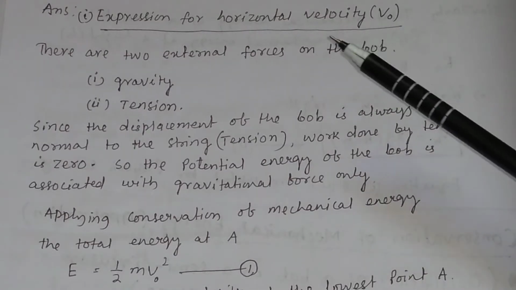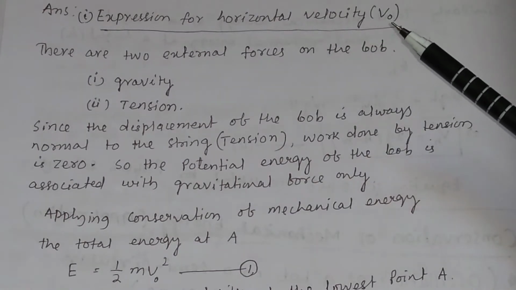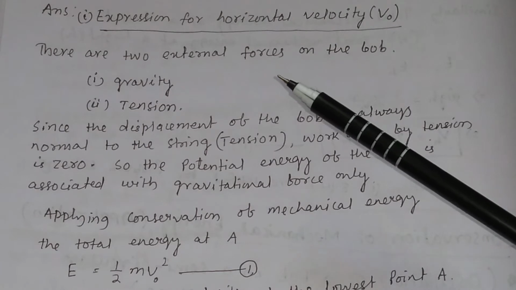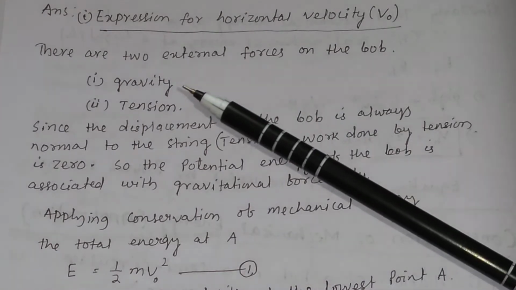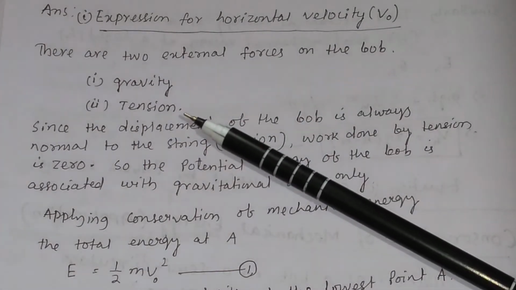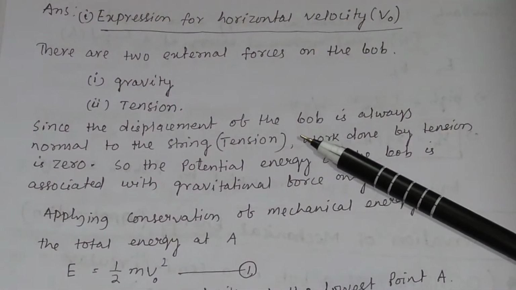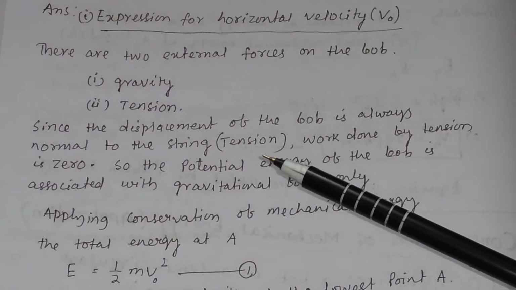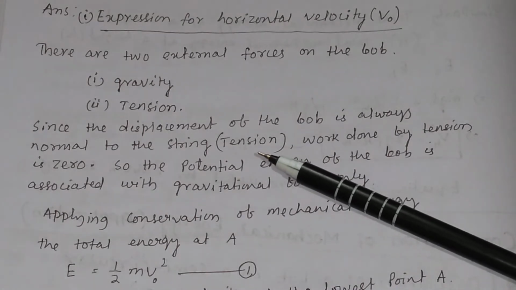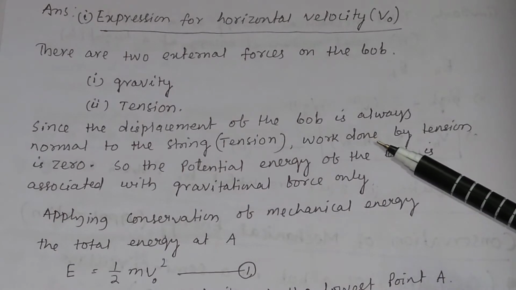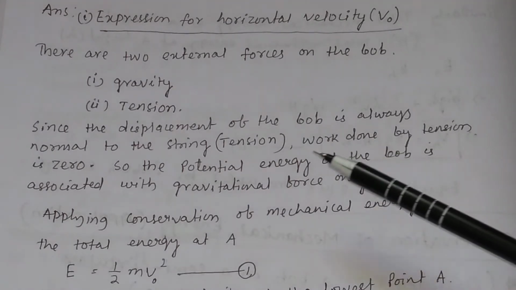Let us first calculate the expression for the horizontal velocity v0. There are two external forces on the bulb. Number one is gravity and number two is the tension. Since the displacement of the bulb is always normal to the string, that is the tension force on the string, the work done by the tension is equal to 0.